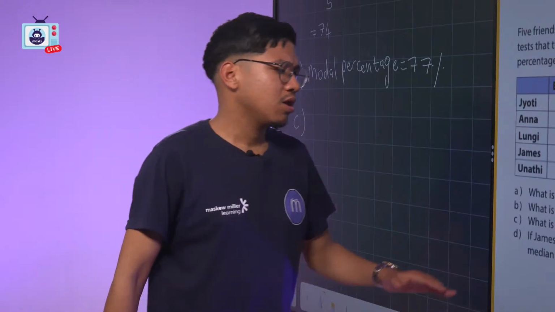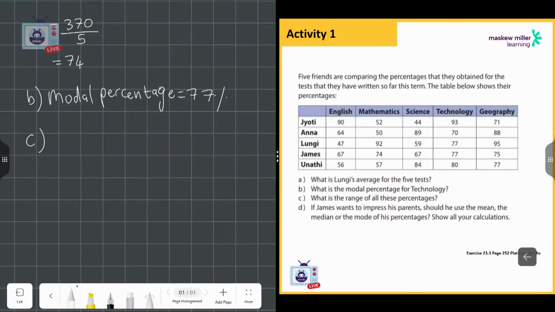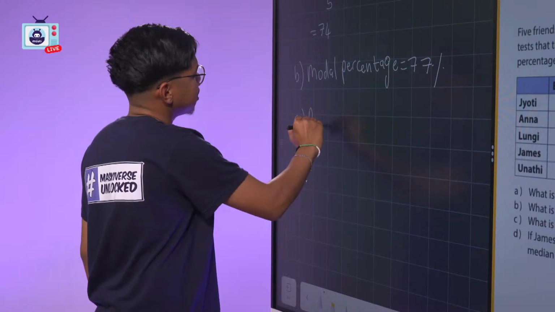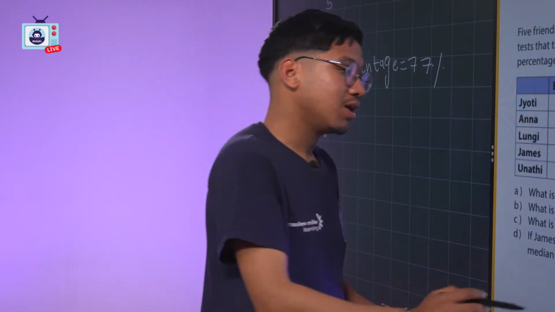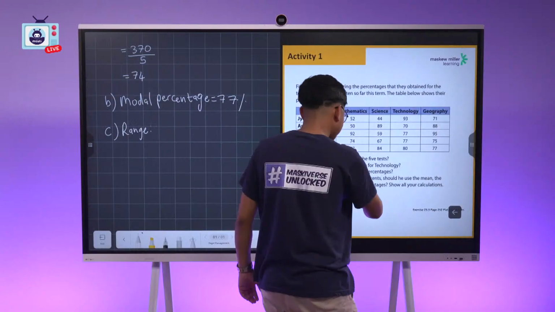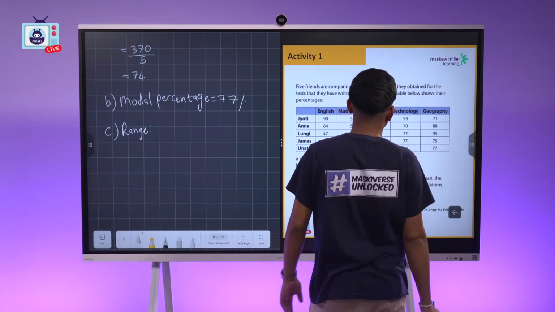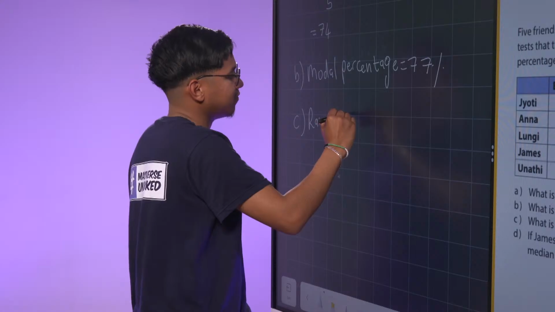Then C, what is the range of all these percentages? So now we're looking at all the percentages together, right? So what is the range? It is a difference between the biggest and the smallest number, right? So my range would be straightforward. So now I'm looking at, they're saying for all the percentages. So I need to look for the biggest number out of everything over here. What's the biggest number here? It is what? 95, right? So 95 is the biggest number.